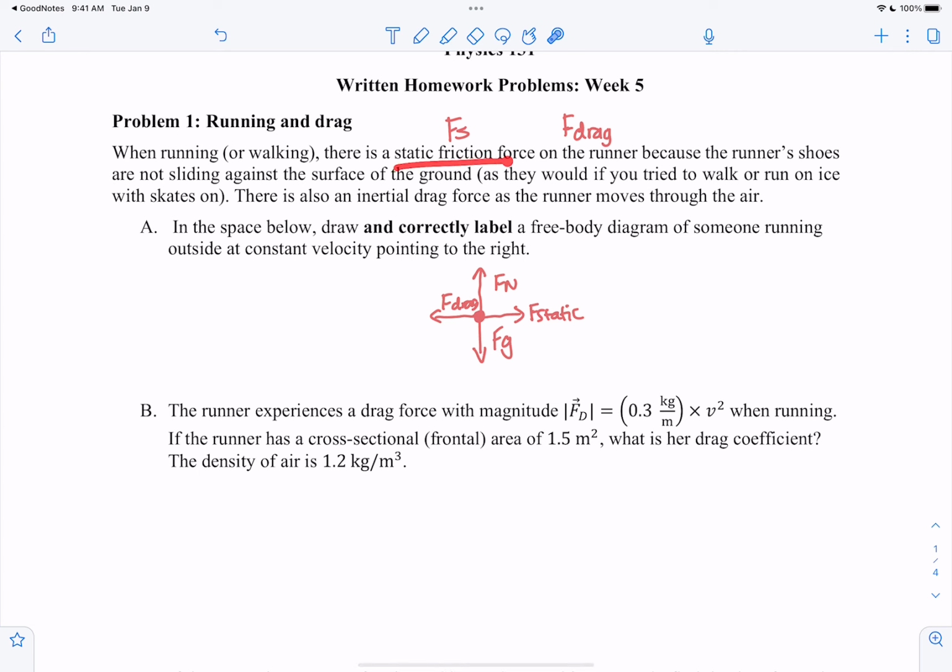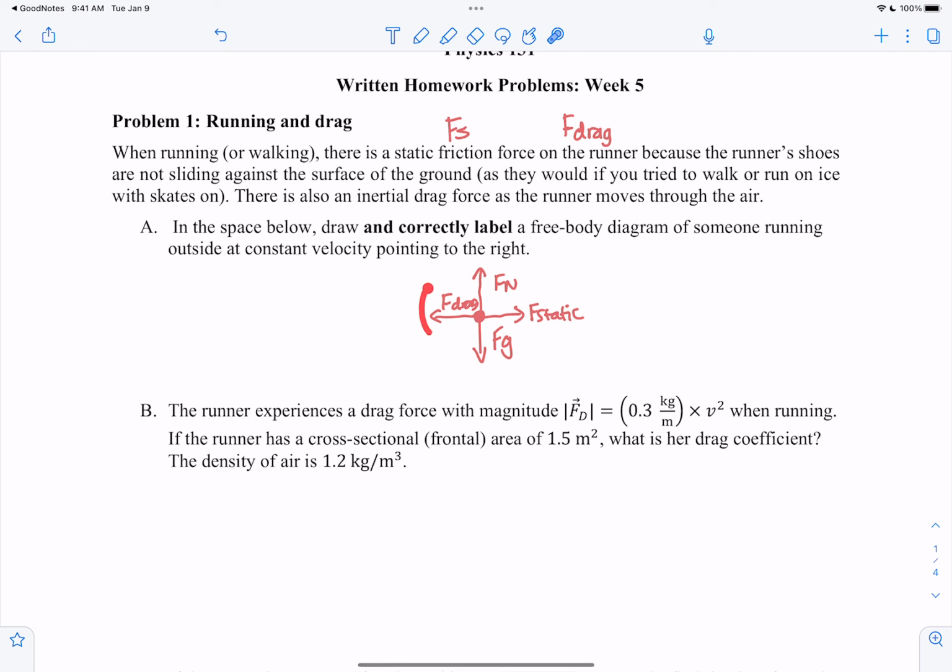So I think of static friction force as a grip force, whenever there's a grip between you and the ground. If your shoes have traction on them, the sole is really grippy, which helps you grip the ground. You're pushing backwards on the ground, and then that static friction force, that grip force, propels you forward. So that's why you have your static friction force pointing to the right in this case, and your drag force pointing to the left, because drag is always going to oppose your motion.